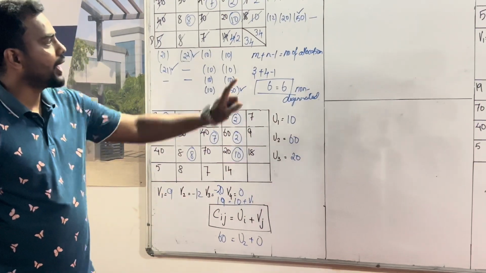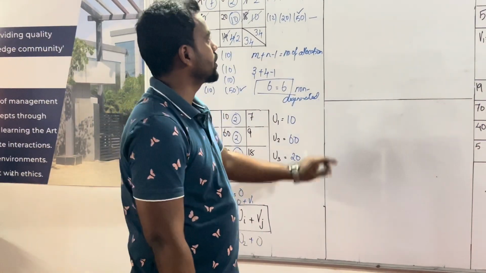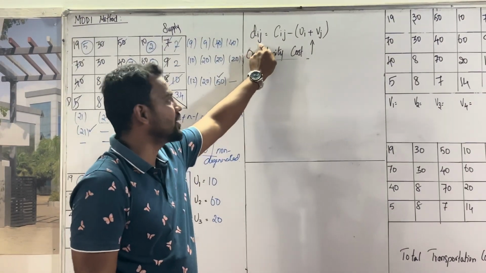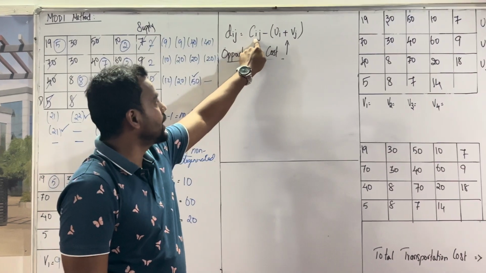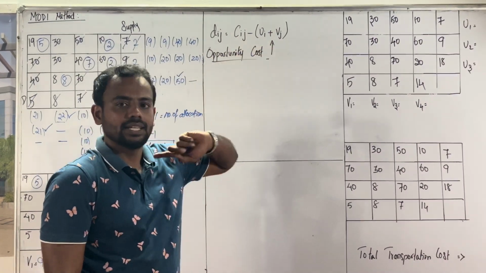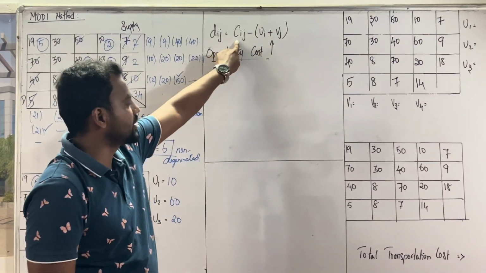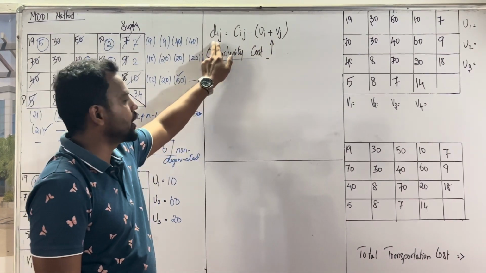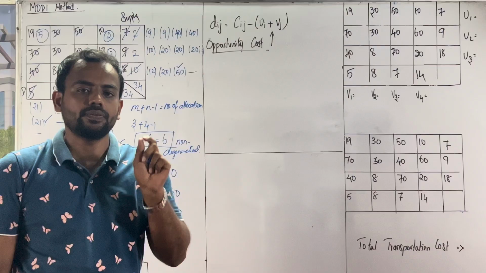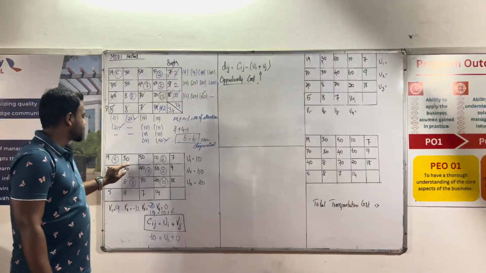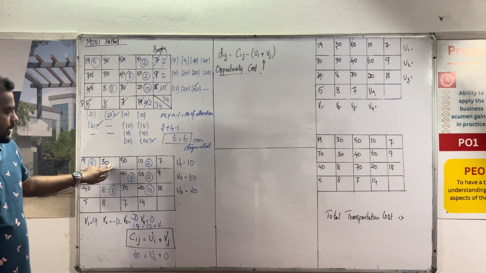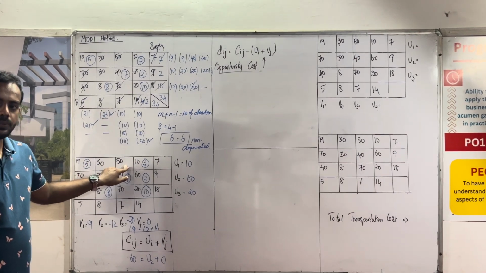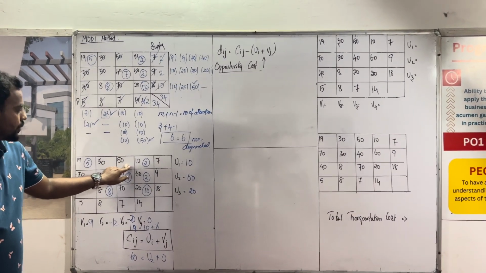Now we need to find out the opportunity cost. Okay, so opportunity cost, there is a formula Dij, which equals Cij minus (Ui plus Vj). Okay, you know the Cij value, you know what is Ui and what is Vj. So for opportunity cost, you need to find out where you don't have allocation. So you don't have allocation here. For this you need to find out the opportunity cost. You don't have allocation here as well. You need to find out the opportunity cost for this as well.